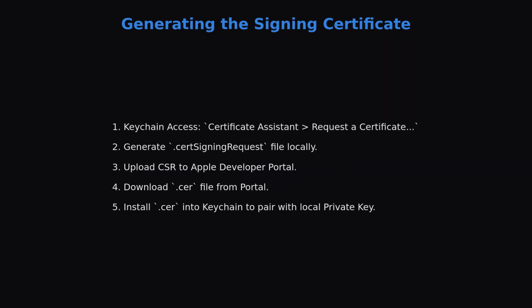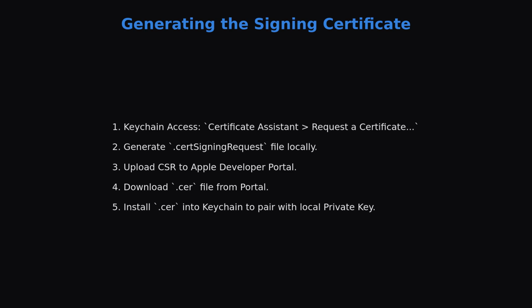To generate a signing certificate, you must first create a certificate signing request, or CSR, using the macOS Keychain Access utility. Open Keychain Access, navigate to the Certificate Assistant menu, and select Request a Certificate from a certificate authority. You must specify your user email address and a common name for identification purposes. Select the Save to Disk option to generate the .certSigningRequest file locally.